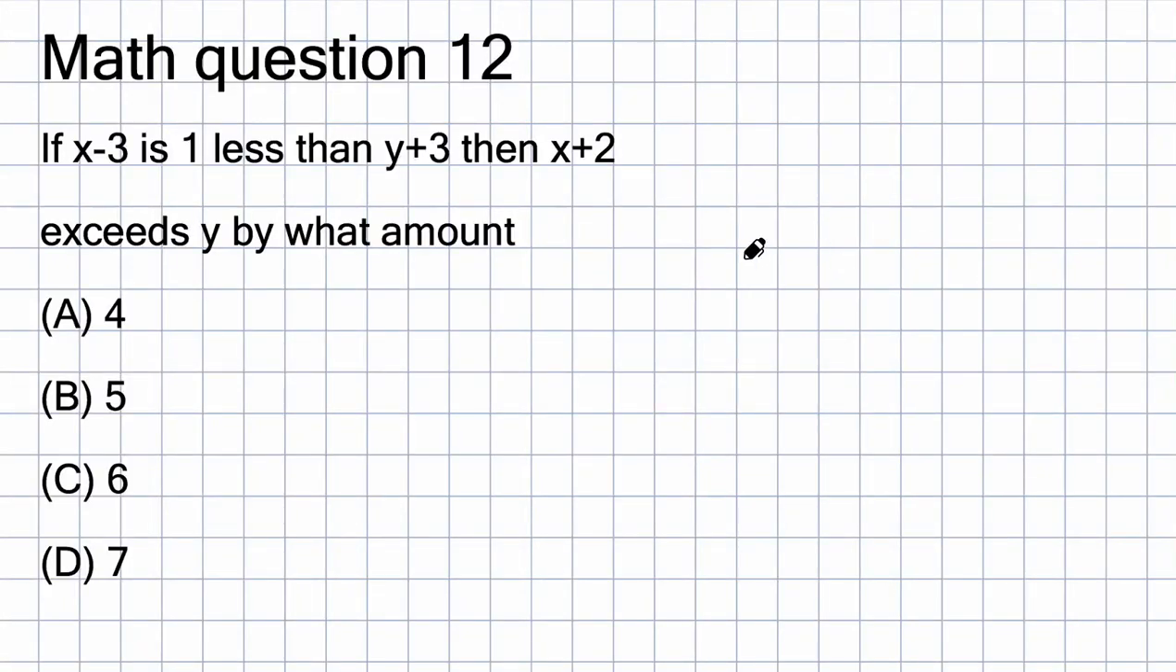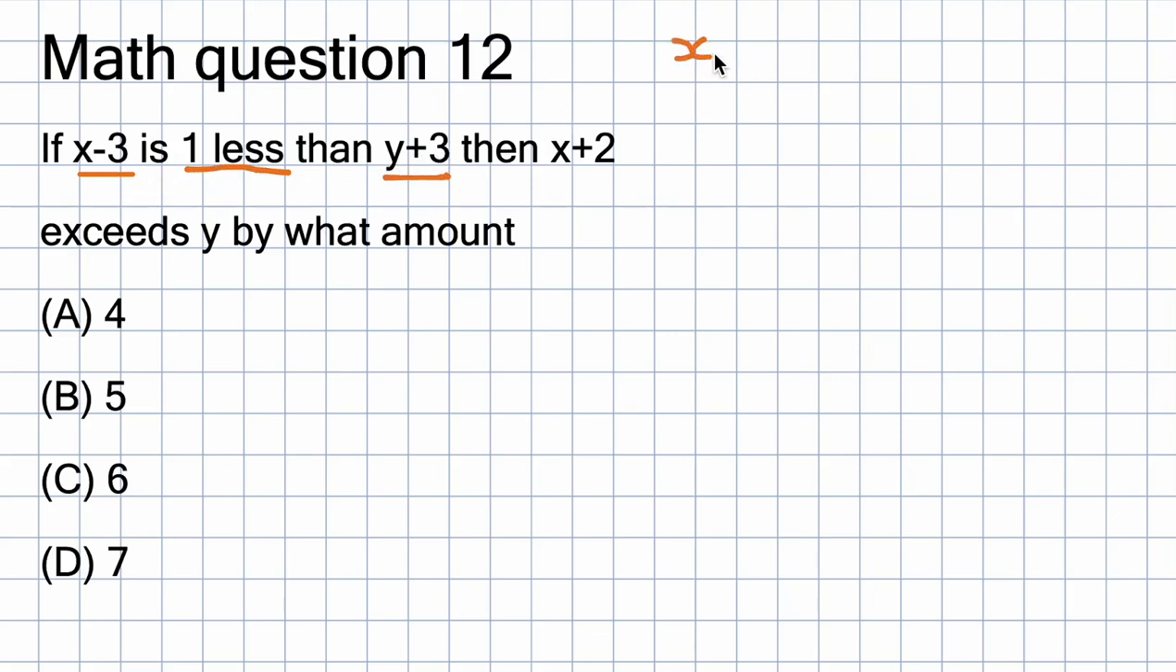SAT question number 12. Let's understand the question first. x minus 3 is 1 less than y plus 3. Now there can be different ways to express this equation. It says x minus 3 is 1 less than y plus 3.